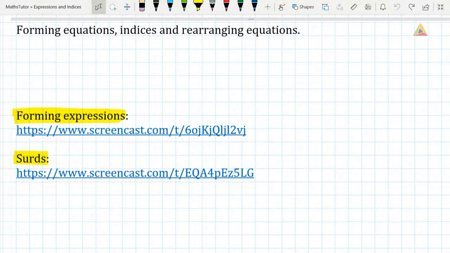Hi, and welcome to week 5 of the TheMathsTutor.ie 30-week countdown for Leaving Cert Ordinary Level Maths. This week, in week 5, we're going to be looking at forming equations, indices, and rearranging equations.